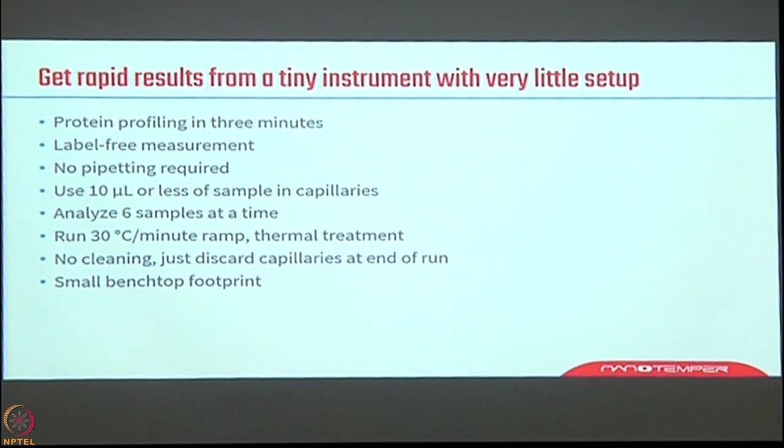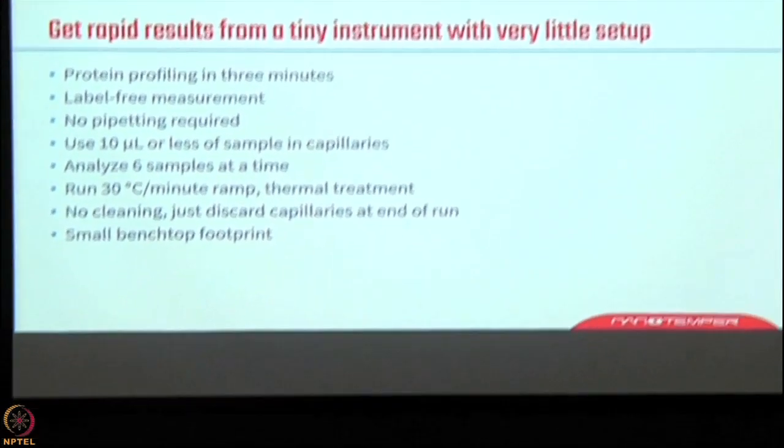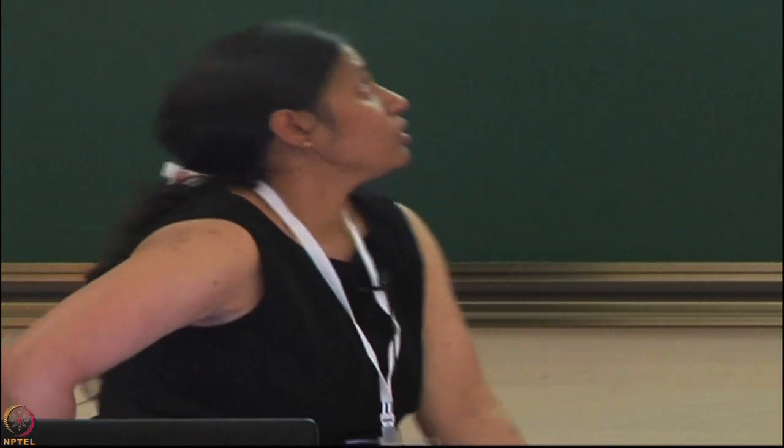It's a label-free measurement. Here, one of the partners is labeled in other techniques, but you are not labeling here. It's the intrinsic protein fluorescence that we are checking, which gives you a label-free inflection temperature, which is equivalent to the melting temperature. You similarly use capillaries, and the volume you use is less than 10 microliters. In one go, almost 6 samples can be analyzed. The run rate here is a little fast because you are analyzing in 3 minutes, at 30 degrees per minute.